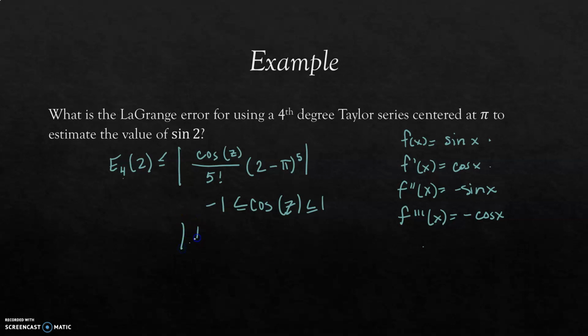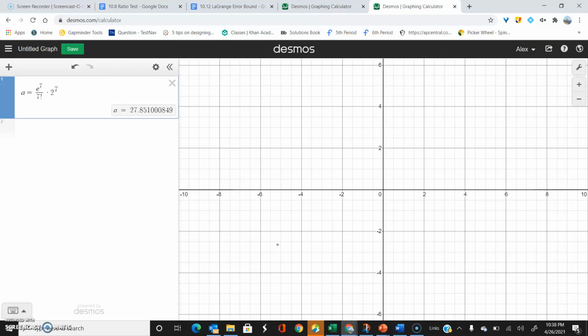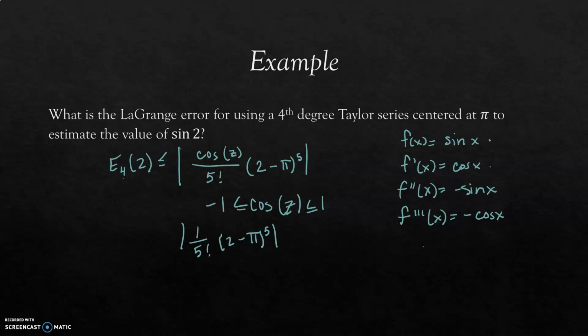Right, so now we're going to do 1 over 5 factorial times 2 minus pi to the 5th power, and we're going to evaluate that. And I believe it's here. So here's the Lagrange error, which is 0.016. So we guarantee that your error will be no worse than 0.016.